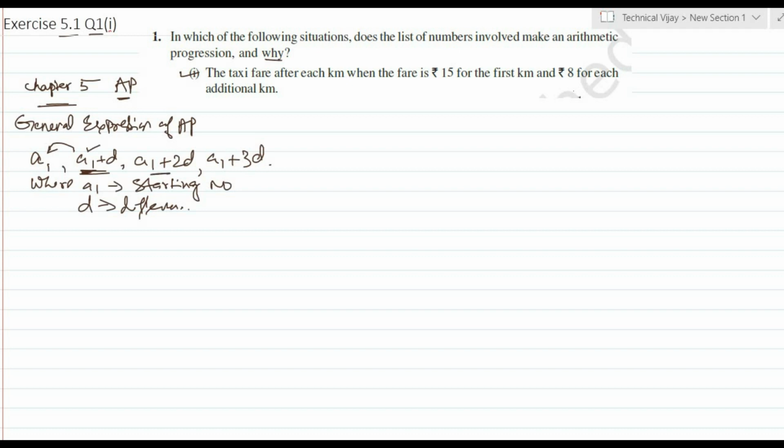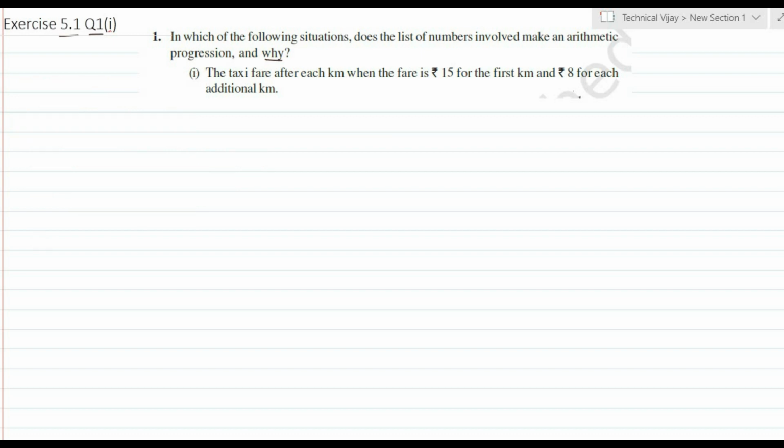So if you want the next number, for this number A1 plus D, you have to add one more D, so that it becomes A1 plus 2D. This can be best understood by solving these examples. So here we will solve this first one.